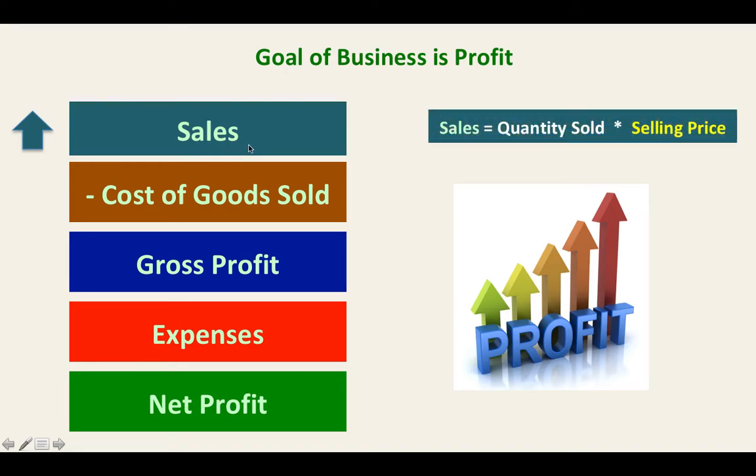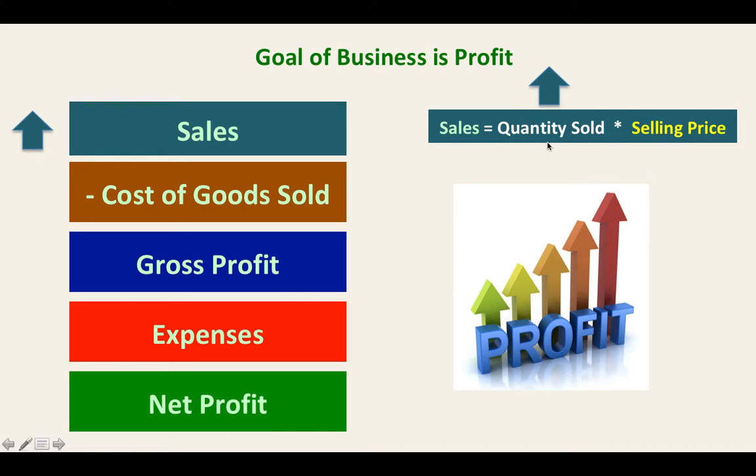And class, sales is determined by the number of units sold, which is the quantity sold, multiplied by the selling price. So there are two variables for sales, the number of units sold and the selling price. And class, to increase sales, we have to make sure that we can increase the number of units sold. Okay?